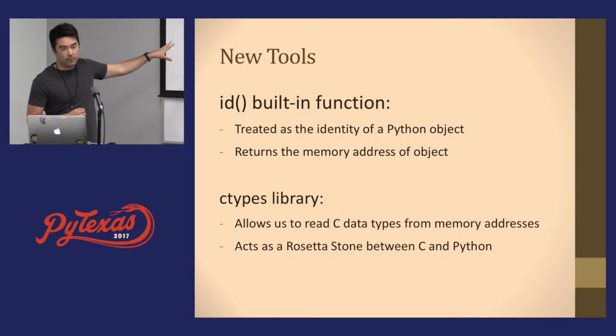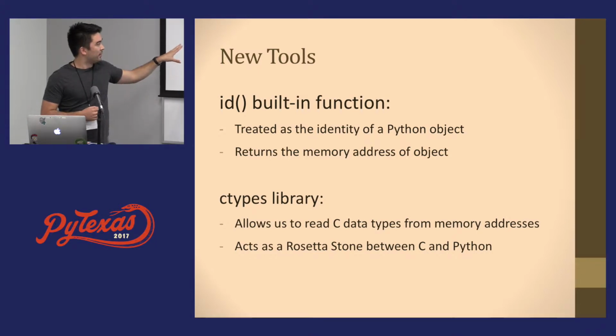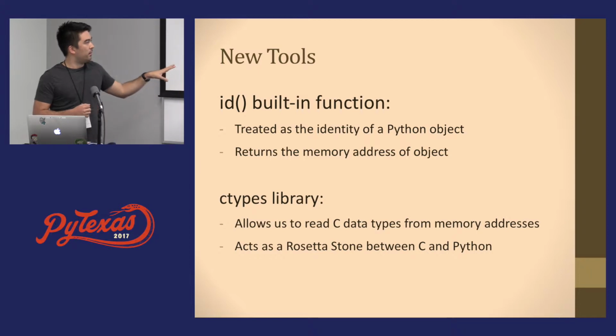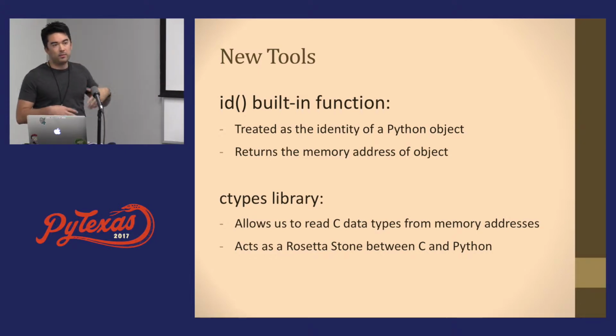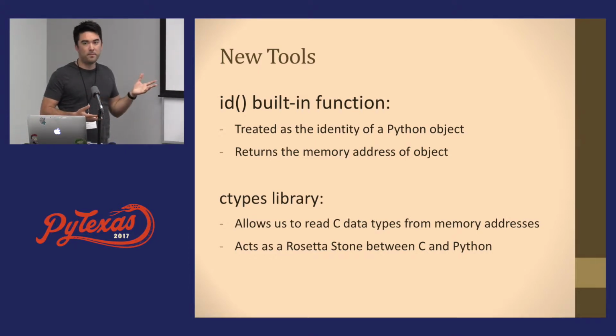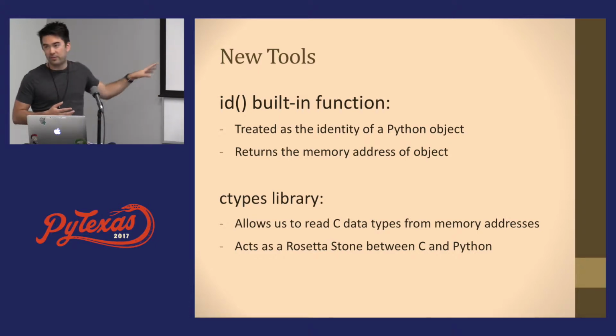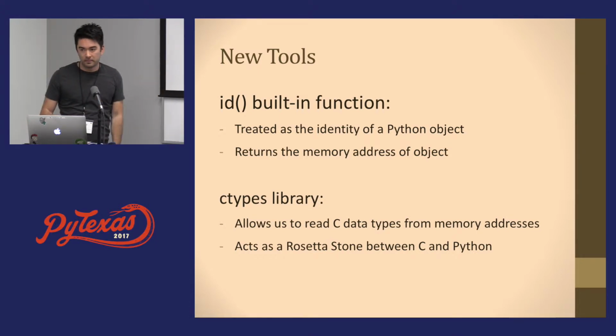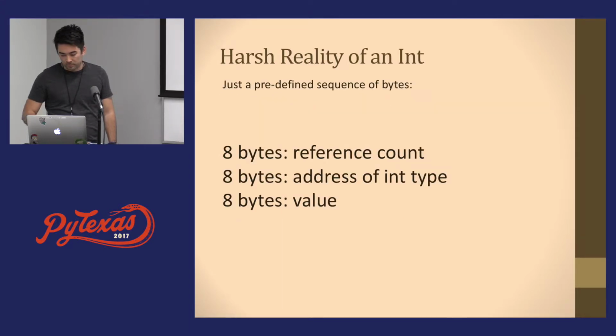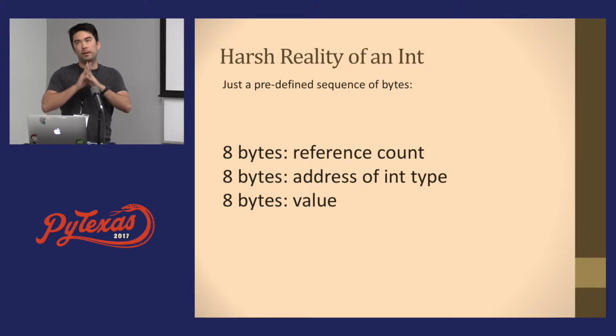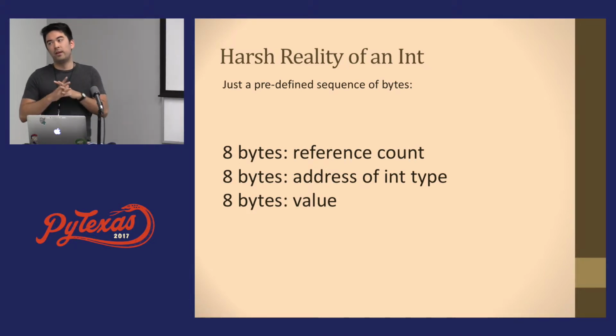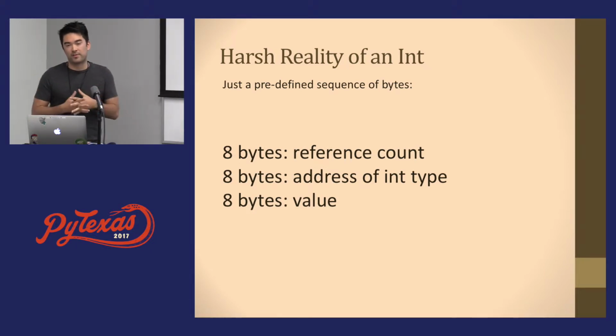So the ctypes library is a second tool. That's going to allow us to read the bytes that Python has written into a format that the REPL will understand. It's going to be kind of a Rosetta Stone between C and Python. So yeah, back to the mission at hand. We want to be able to break open these integers and sort of see what's going on inside to help us understand the earlier scenario.